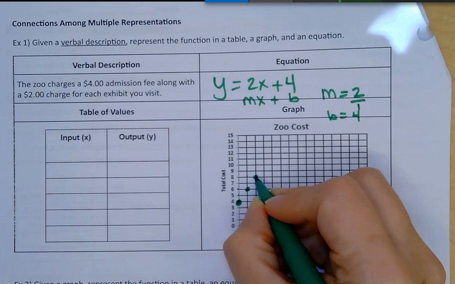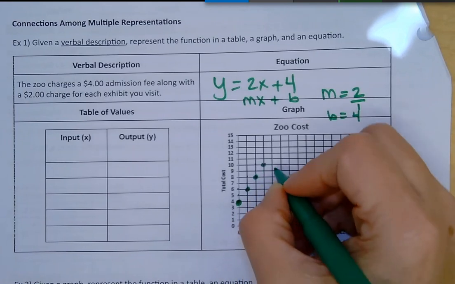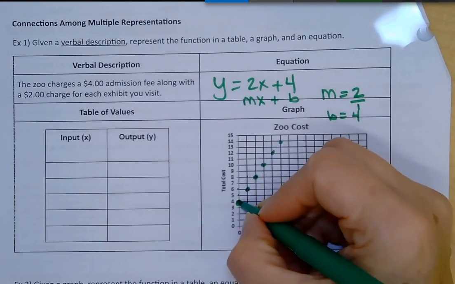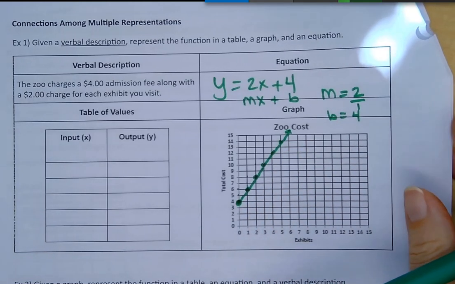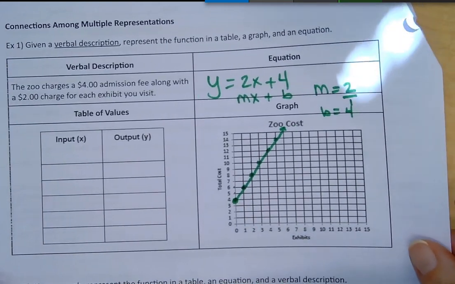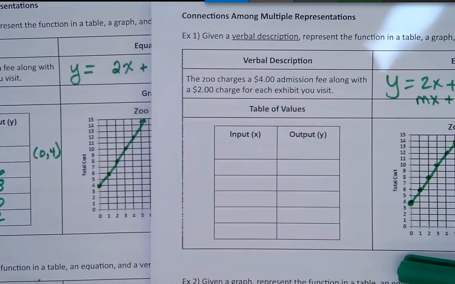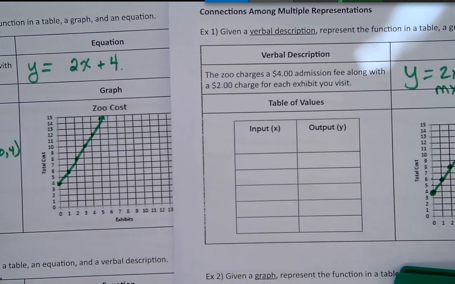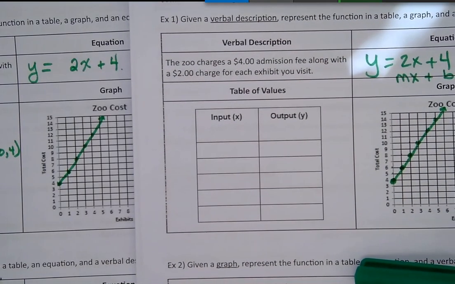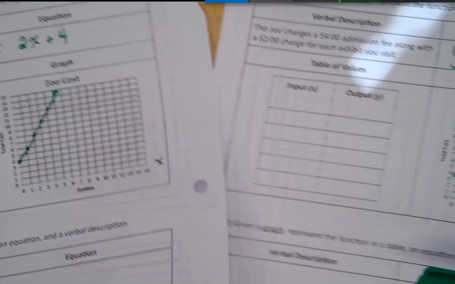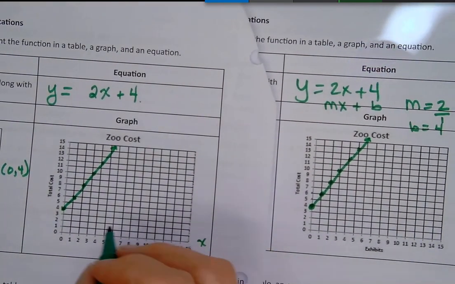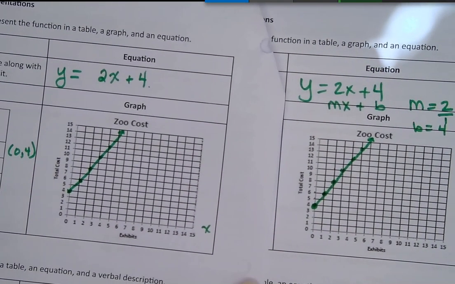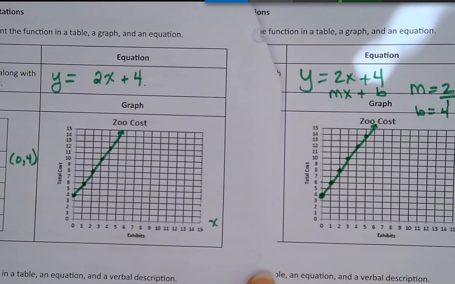Up 2 over 1, up 2 over 1, and we can keep doing that, and we get a line. So I just graphed using the equation, but earlier we graphed by using ordered pairs, and I don't know how I can fit these both on the same thing, but you can see that it's the same line. It's even the same points that we are using, right? Same exact line, same exact points. So either way is fine.